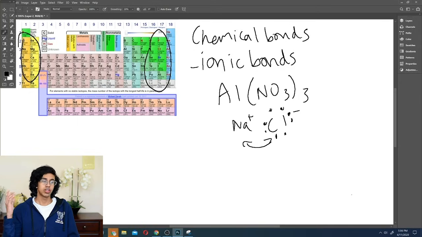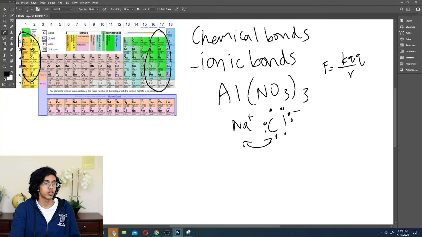Now before we move on to the other types of bonds, we first have to talk about Coulomb's law, because that applies to whatever charged particles you might be dealing with. What Coulomb's law says is that the force between two particles is k Q1 Q2 over r squared. And as this force becomes stronger and stronger, it's harder and harder to pull these molecules apart.